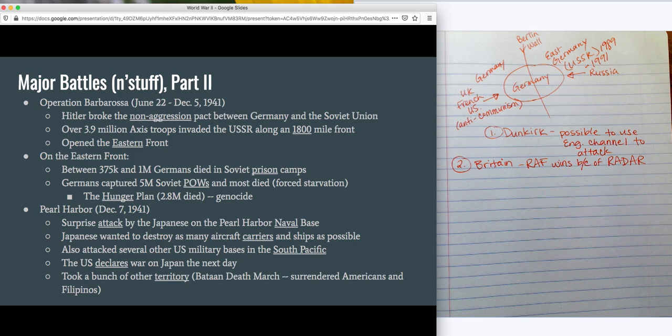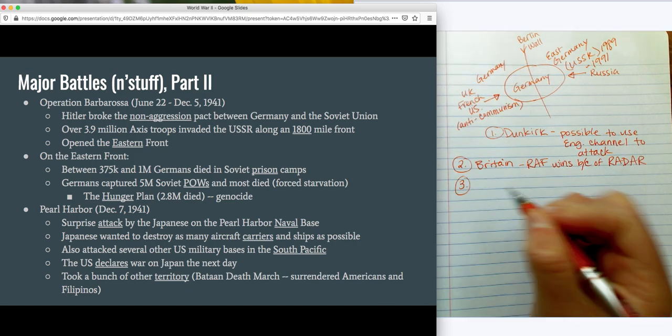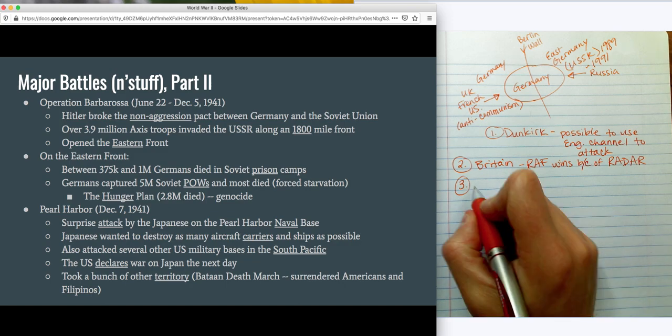Operation Barbarossa was when Hitler pissed off Russia. Before Operation Barbarossa, Hitler and Stalin weren't quite friends, but they weren't really enemies. Russia was like, well, I mean, we had that good relationship at the end of World War I. Like, why mess with a good thing? They promised they wouldn't take any of our territory. And Hitler is kind of like, oopsies, I invaded. So, Operation Barbarossa.